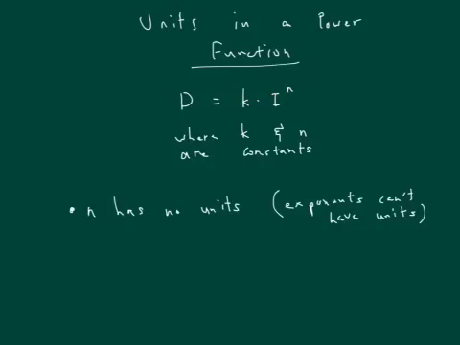Alright then. What about k? What are the units of k? K has units equal to the units of d divided by the units of I to the n. So I've just given you the answer right there. I'm next going to show an example. First I'll prove this on the next slide, then I'll show an example of this.